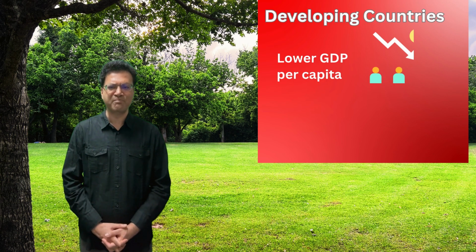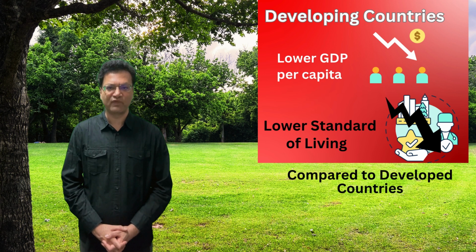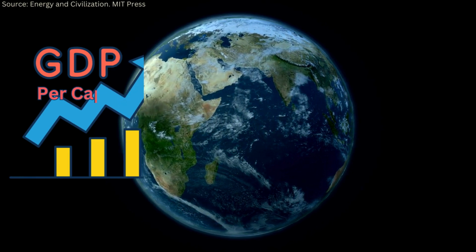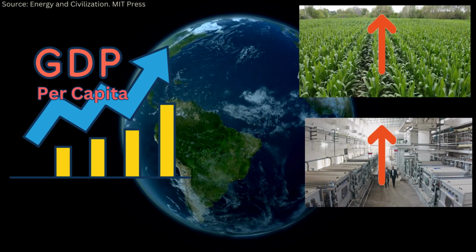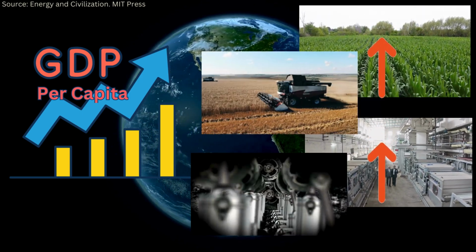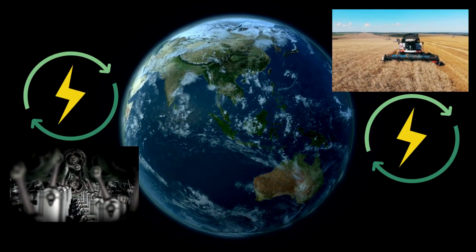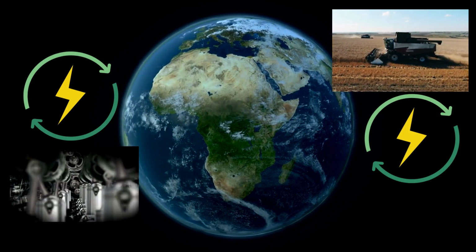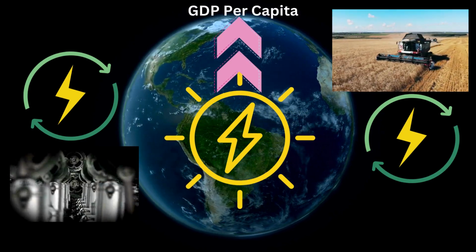Developing countries have a much lower GDP per capita compared to developed countries and thereby a markedly lower standard of living. Over time, countries have increased their GDP per capita by increasing the output from agriculture and factories. The output has been increased by using machines to mechanize agriculture and factory operations. Energy is required to power the machines. Therefore, countries have required a large increase in energy to increase their output, that is, their GDP per capita.